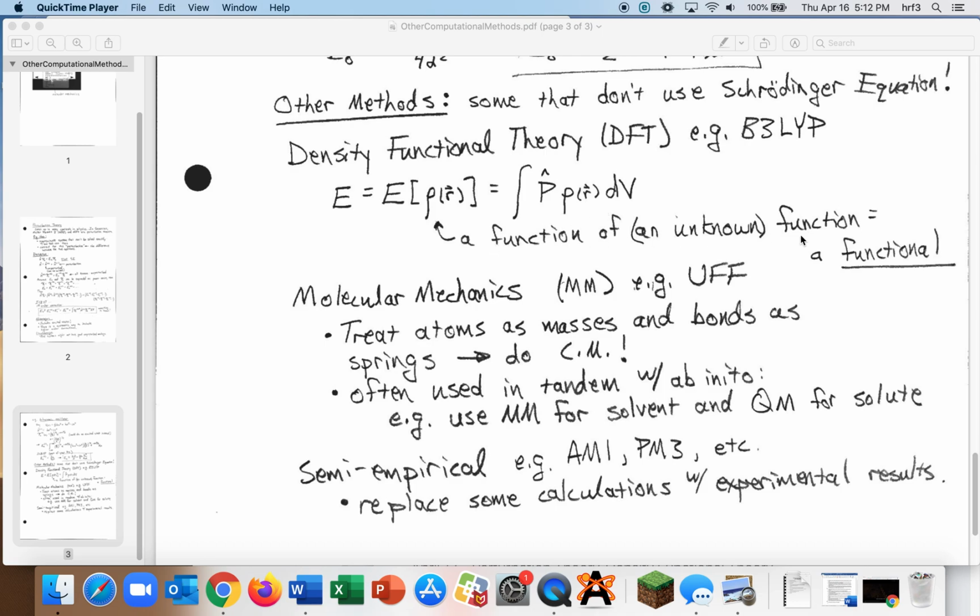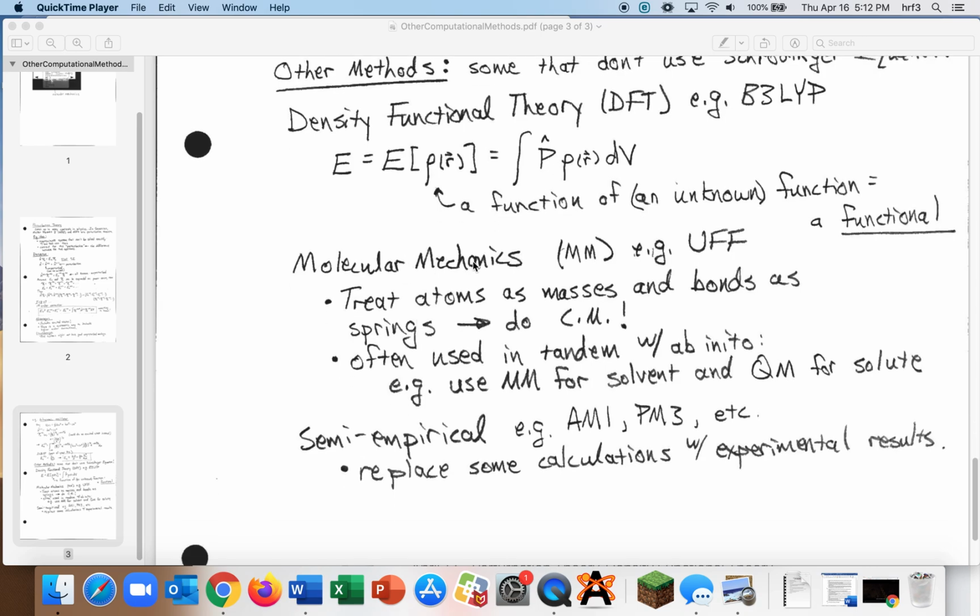A function of a function is called a functional. It doesn't have to be an unknown function, but in this case it is, because we don't know the electron density. We don't know the shape of that cloud. But that's kind of a cool thing, and it works really well. Notice there's no Schrodinger equation in here at all.